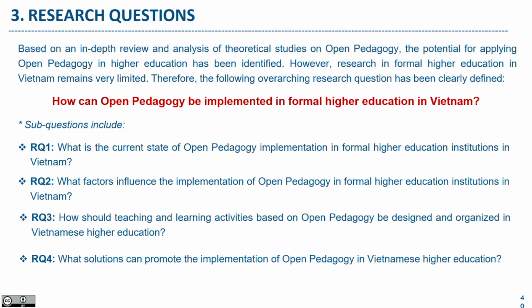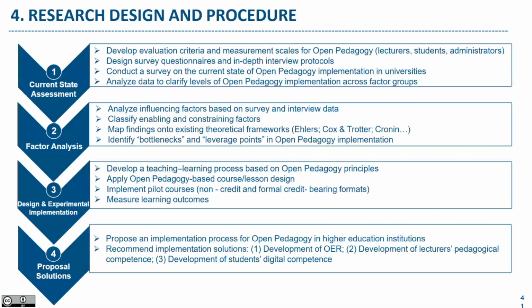With the four sub-questions, I propose a research procedure with four phases. Phase 1 is the current state assessment and factor analysis, using a designed survey questionnaire and analyzing data to clarify the level of open pedagogy implementation across factor groups. I will survey lecturers and students at my university.